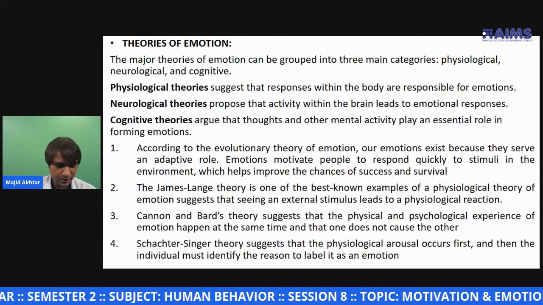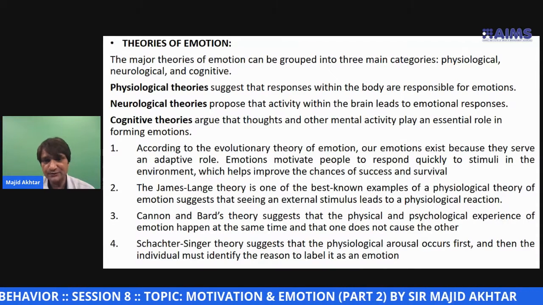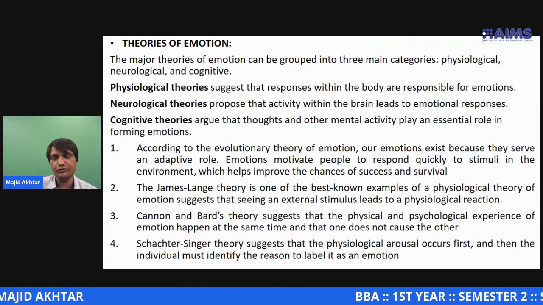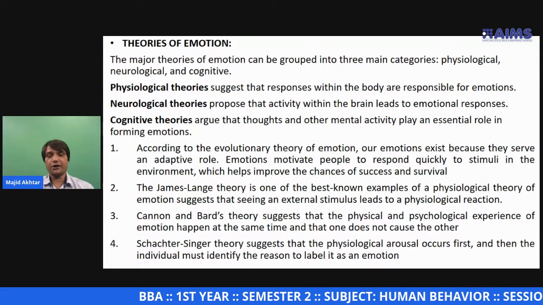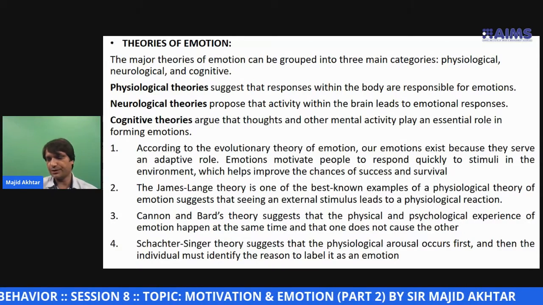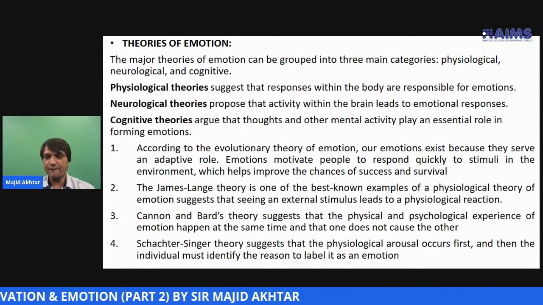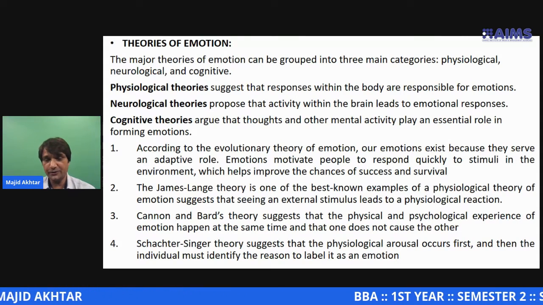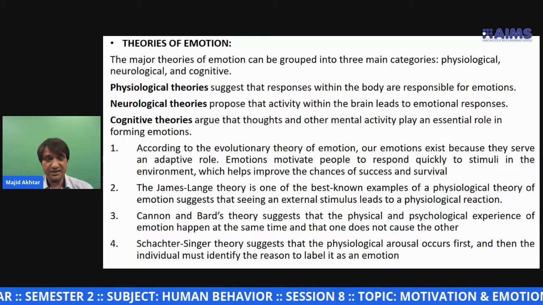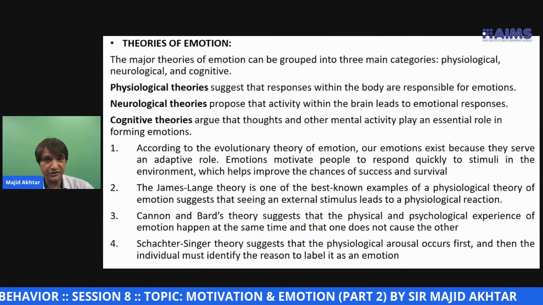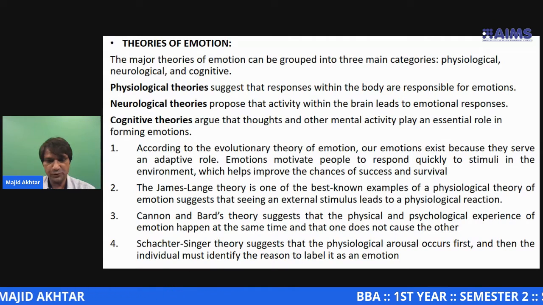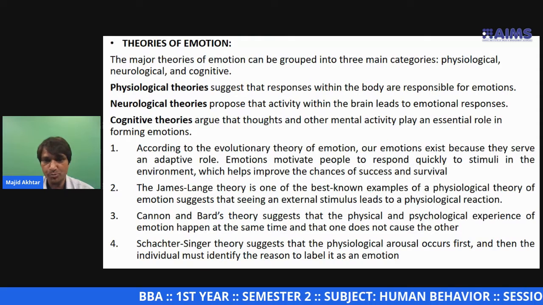The second theory, which we're going to have a little talk about, is the James Lange theory. It is one of the best known examples of a physiological theory of emotion. It suggests that seeing an external stimulus leads to a physiological reaction. You were walking in the jungle and you suddenly saw a lion. You suddenly saw a bear. These situations can bring a very traumatic situation in your mind. You might get into a very panic state. You will be scared. Your mind is going to get seized because you have seen what you were not expecting to see. You have seen an animal which might cut you down into pieces.